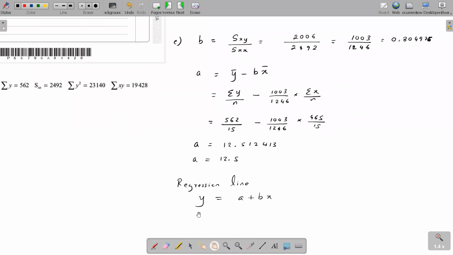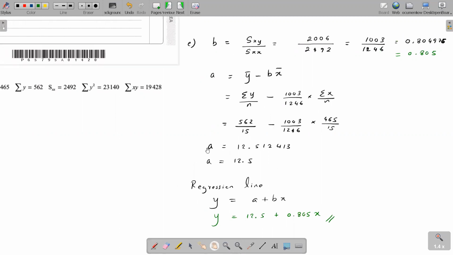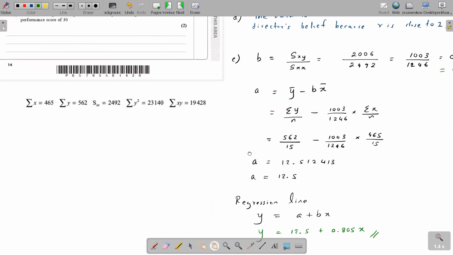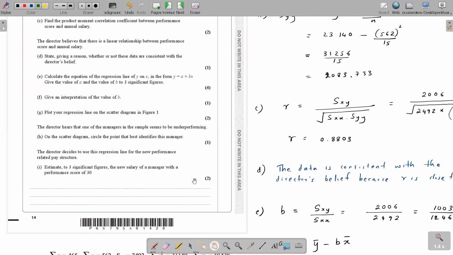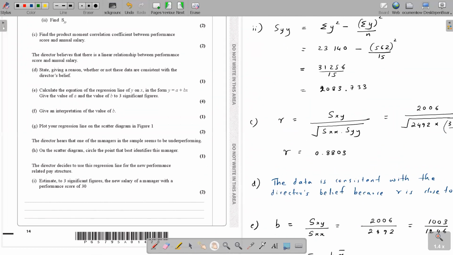Do you hear me? So the B value is how much? 0.805. The equation is y equals A, which is 12.5, plus B, which is 0.805, times x. So this is the equation of the regression line. Agreed? Okay. Then let's move to the next part. That is part E. So next we go to part F.